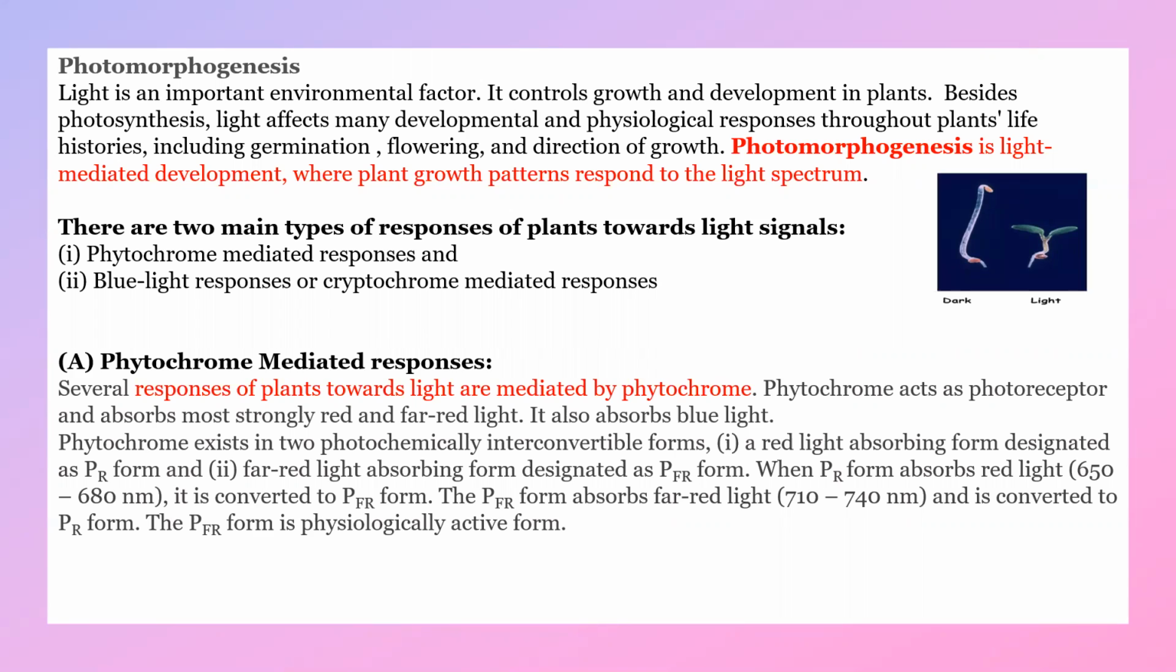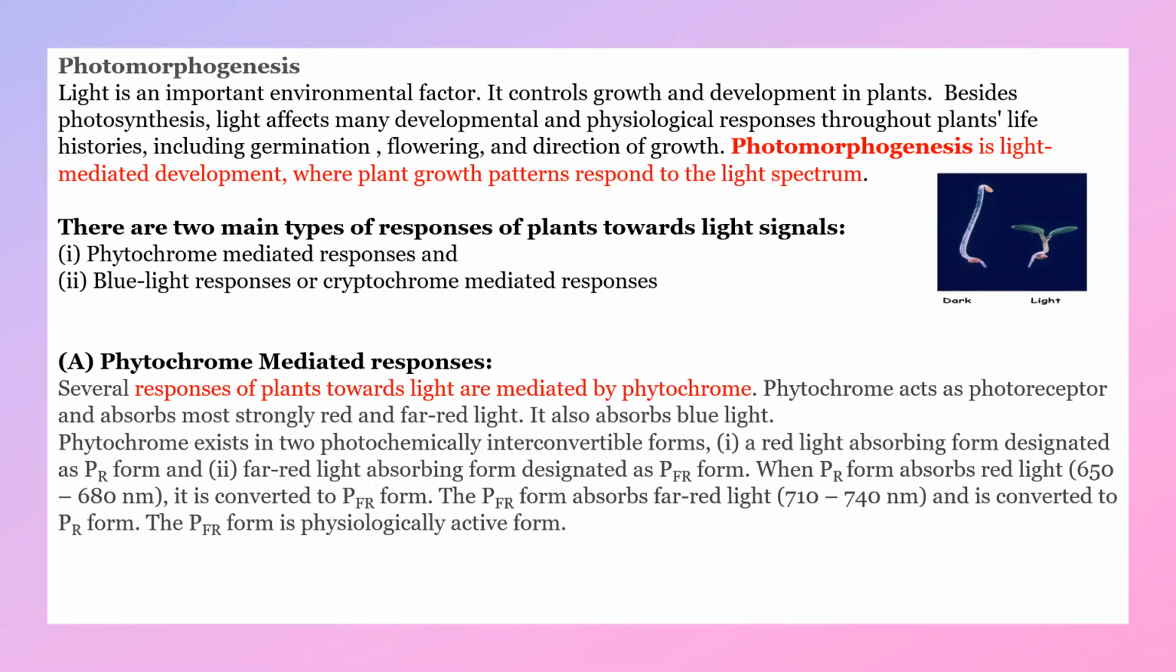Light-induced development is termed photomorphogenesis, where plant growth patterns respond to the light spectrum. There are two types of responses of plants towards light signals. One is phytochrome-mediated responses and another is blue light responses or cryptochrome-mediated responses.